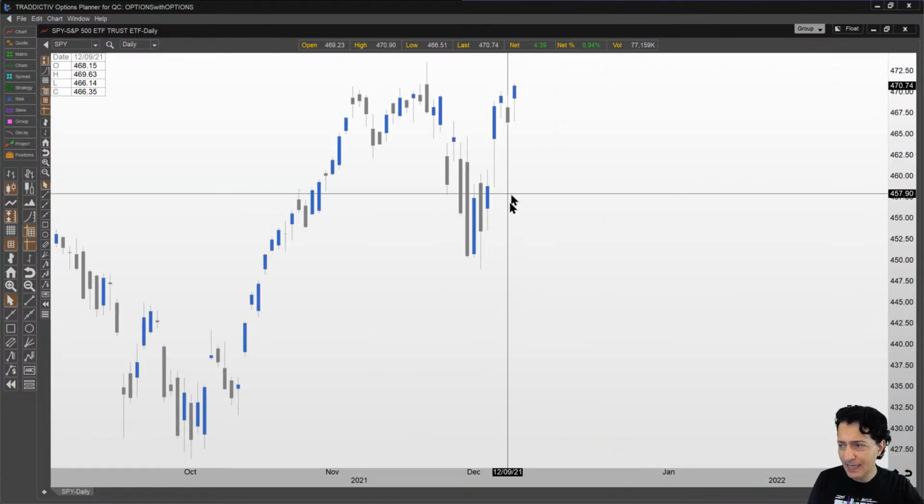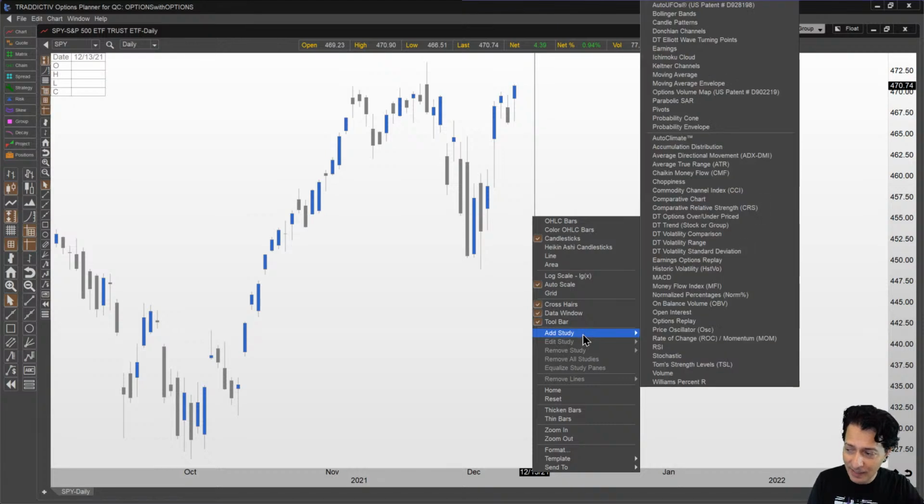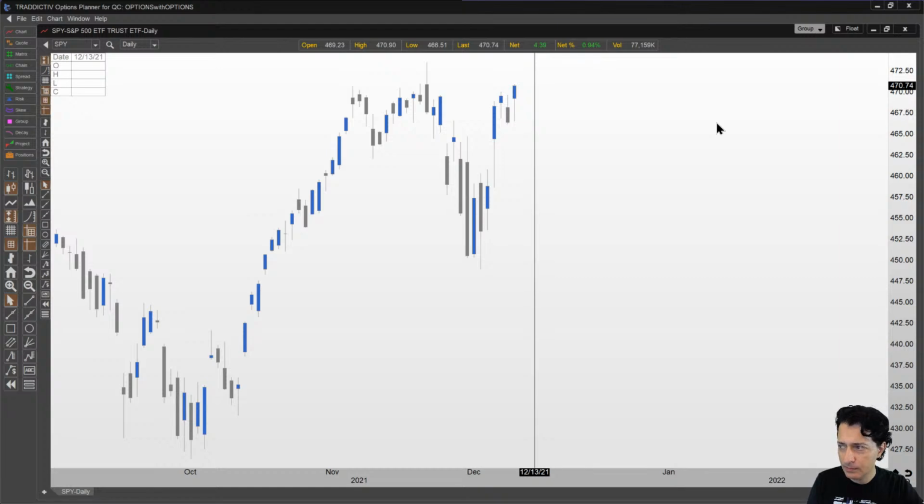So let me kill the probability envelope now, and now let me add the probability cone, which is like the envelope, but we get 4. Okay, so I'm going to add the cone.